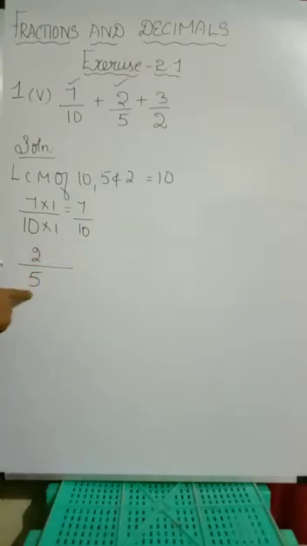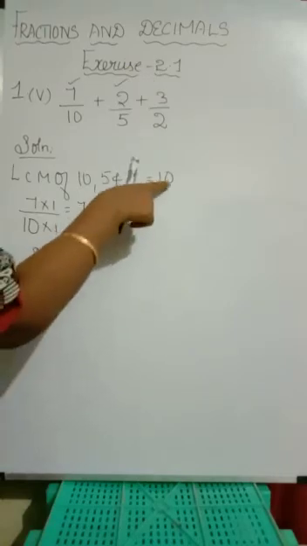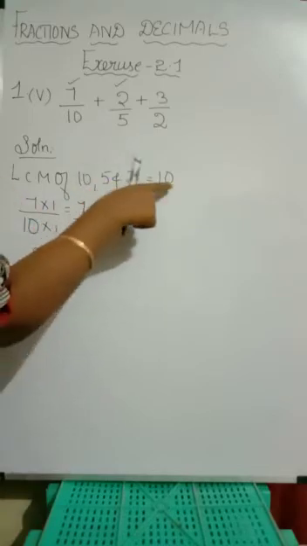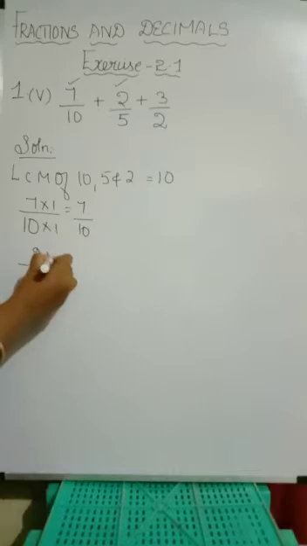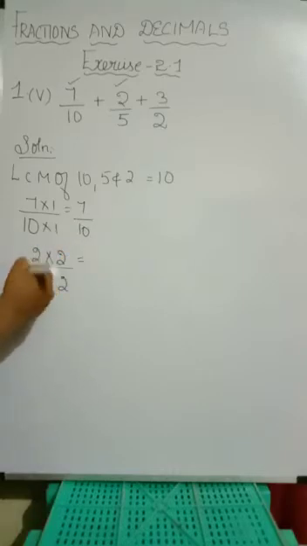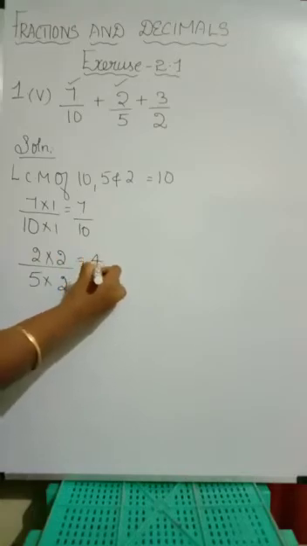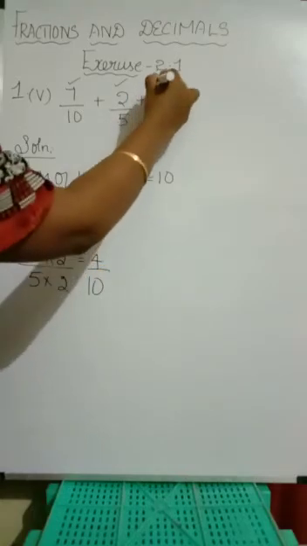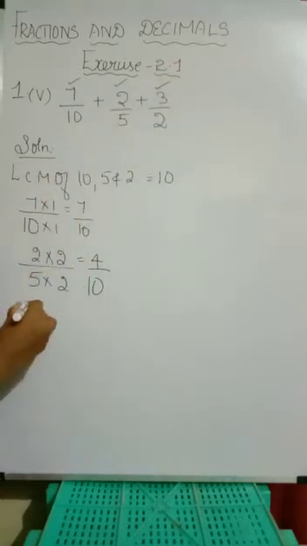We have to change the denominator into the LCM, 10. What is the procedure? Which number is possible to make the denominator 10 here? Multiply both numerator and denominator by 2. 2 into 2 is equal to 4. 4 divided by 5 into 2 is equal to 10. Clear? Then take the next fraction, 3 by 2.